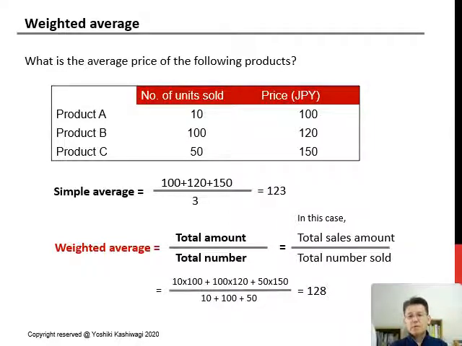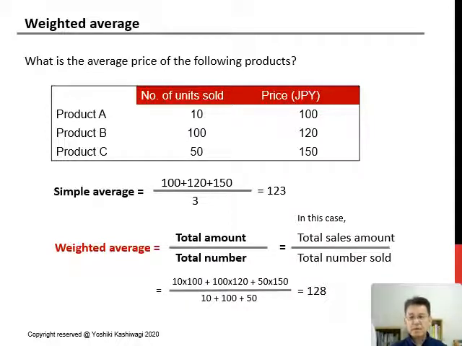But okay, let's look at the weighted average. This is the formula. You divide the total amount by the total number. In this case, you need to calculate the total sales amount. Sales amount means revenue amount, and then divide it by the total number sold. How can you calculate it? I put the numbers below.